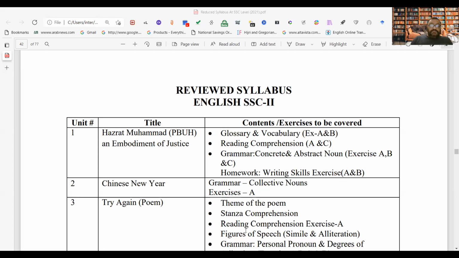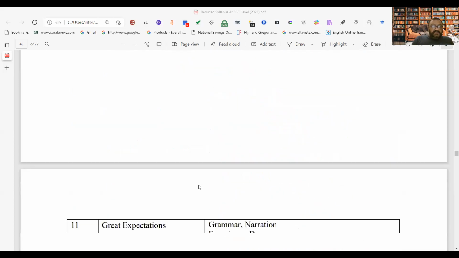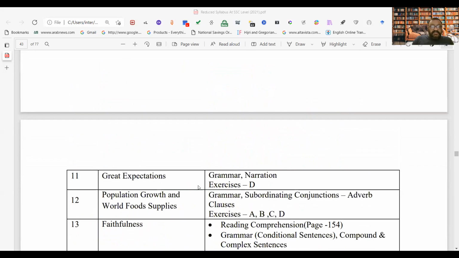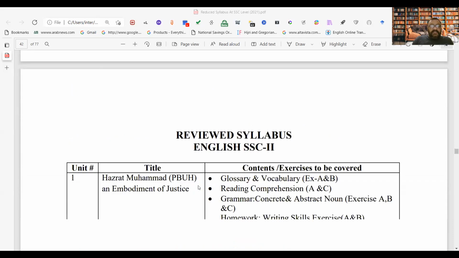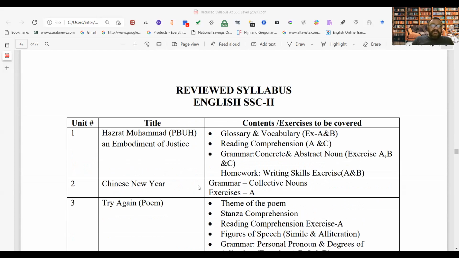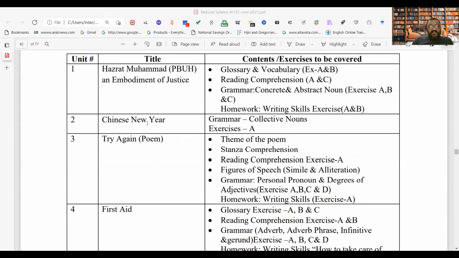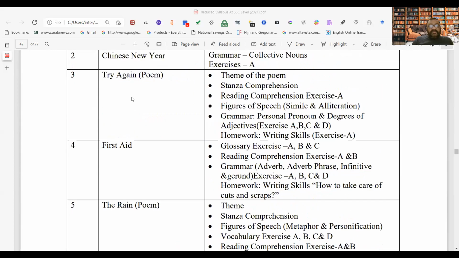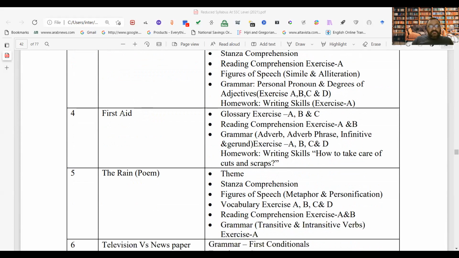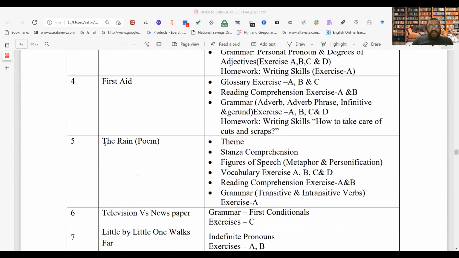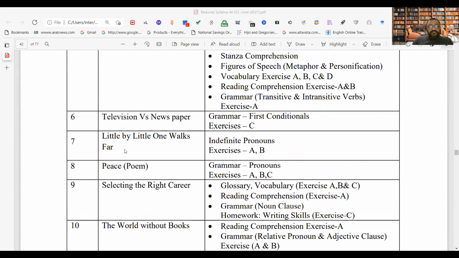There are in total 12 lessons in grade 9, but in grade 10 there are 13 lessons. Number 1, Hazrat Muhammad, peace be upon him, an embodiment of justice. Number 2, Crunch, Chinese New York. Number 3, Try Again, a poem. Number 4, First Aid. Number 5, The Rain, a poem.